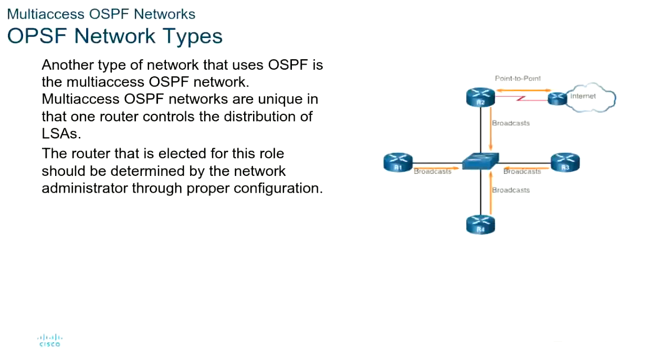Okay, in multi-access-based networks, we have four routers here connected to a common Ethernet switch. It could be a hub, it would work just the same. Which one of these should be the designated router, the boss router, for all of these to share their topology information with each other? Because we want to have a bunch of virtual point-to-point links.